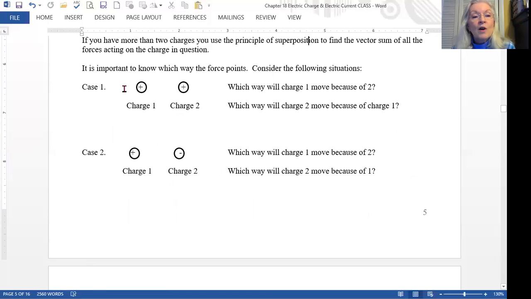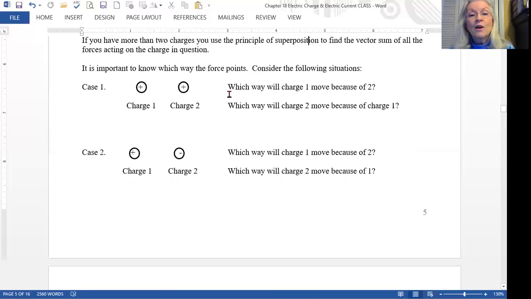Suppose we know that charge 1 is a positive charge and charge 2 is a positive charge. We don't really care how big they are. We just care, are they plus or minus? So the first question is, which way will the force on charge 1 point because of charge 2? Well, they repel each other. They are like charges, so they repel. And what that means is charge 1 is going to move away from charge 2. So to move away, that means charge 1 will go left.